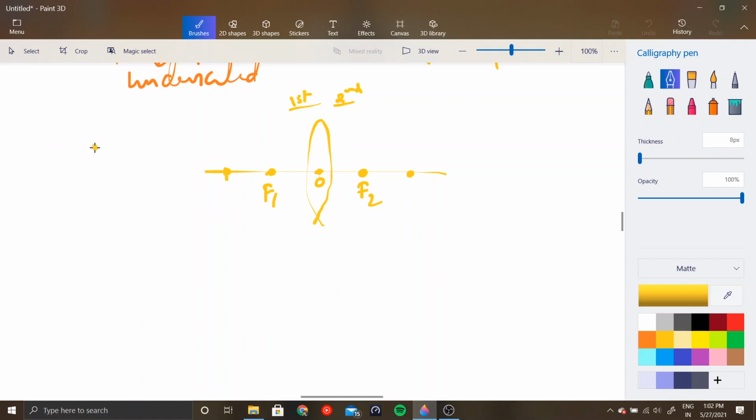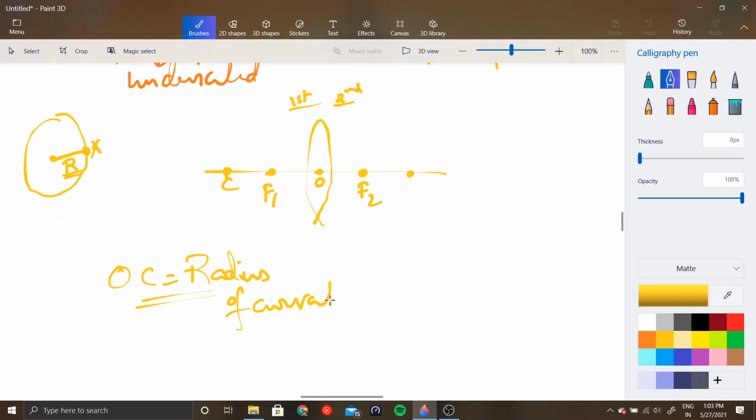Suppose this is the optical center right here. The distance between the optical center and the center of curvature, let us consider that to be R. This is called the radius of curvature. It is true for OC1 and OC2, which are called the centers of curvature.